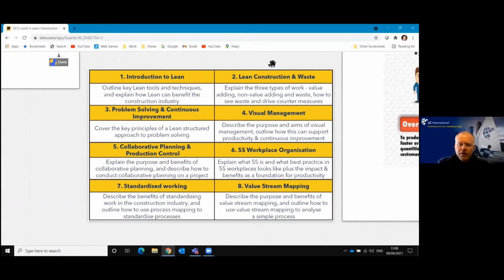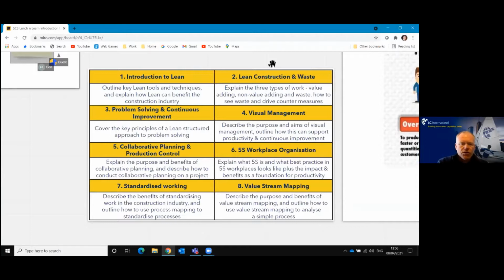Two further lean modules are focused on lean construction and waste, and then number 8, value stream mapping. These techniques are an excellent opportunity for you to explore what's currently happening in your own work areas, to give you an understanding of where you can make the improvements.